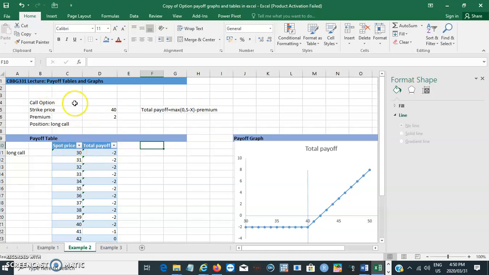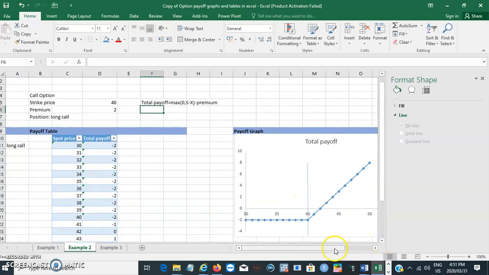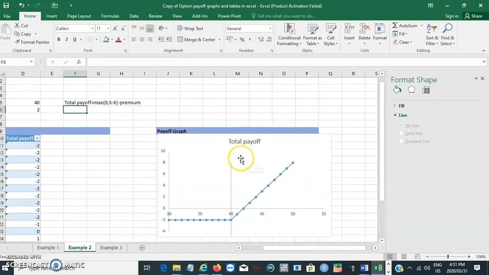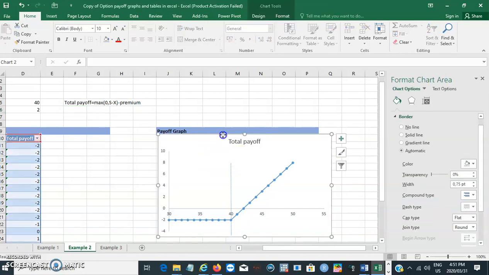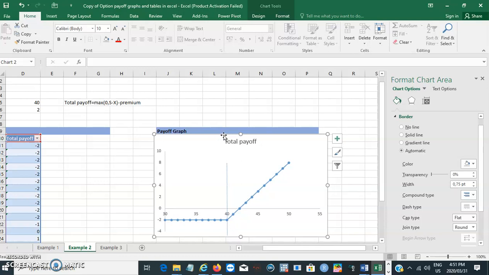This is what we had decided, that our strike price is 40, our premium is 2, then the call option payoff equation is as follows, as we have seen in our notes. And also this was the table that we constructed, and this is actually our payoff graph. You can relate these payoff graphs to the graphs that we have seen in the textbook and also in our notes.